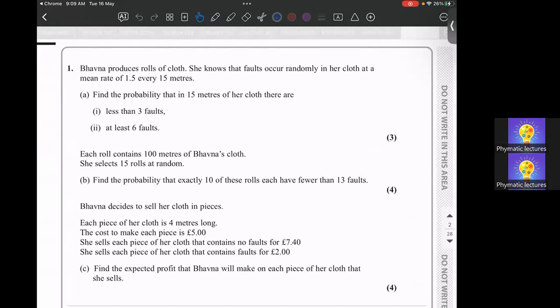So in this question, Bhavana produces rolls of cloth. She knows that faults occur randomly in her cloth at a mean rate of 1.5 every 15 meters. Find the probability that in 15 meters of her cloth, there are less than 3 faults, at least 6 faults.